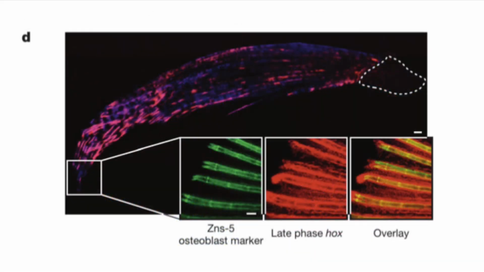Here we are seeing the fin of an adult zebrafish. The red staining is that mCherry with the late phase Hox expression overlaid with an osteoblast marker, and osteoblasts make up fin rays. So we can see that the late phase Hox expression is really only present in what used to be the fin fold, and not in the endochondral disc at all.